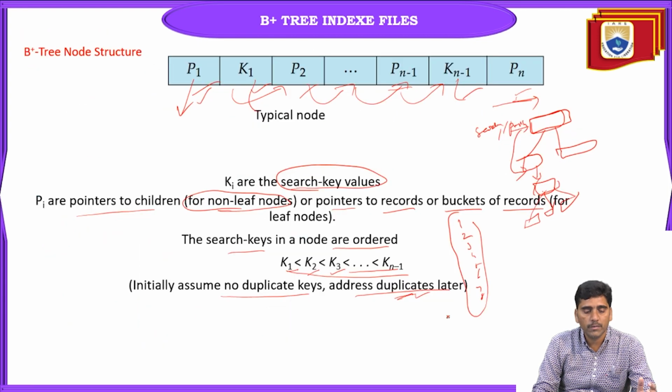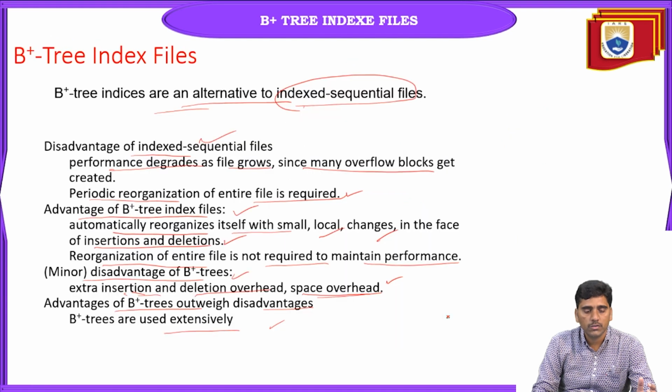So what is meant by a B plus tree? What are B plus tree index files? What is meant by an indexing mechanism? Indexing mechanism is to find the records based on the indexes that we have provided. Indexes contain search keys, and the search keys relate to the records.